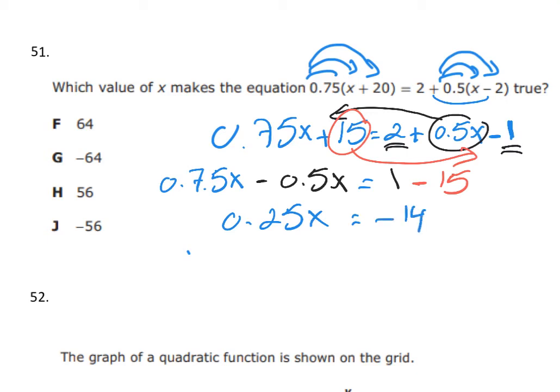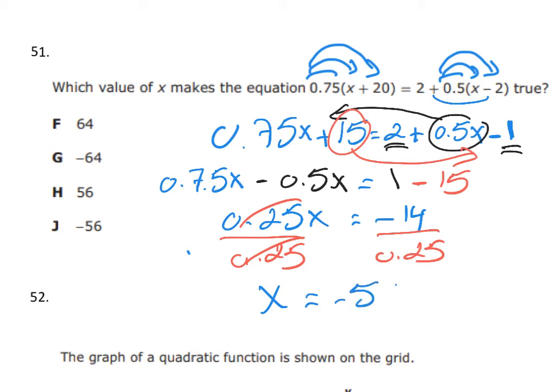We need to get rid of the 0.25, so we're going to divide by 0.25 on both sides. We're going to have x equals negative 14 over 0.25, that would be negative 56. So the answer is going to be J, which is negative 56.